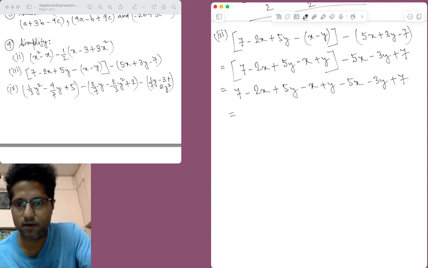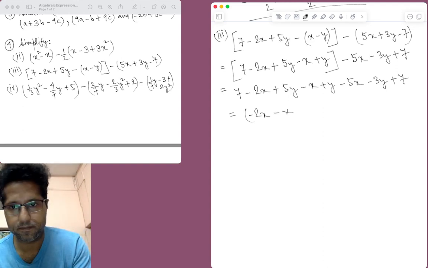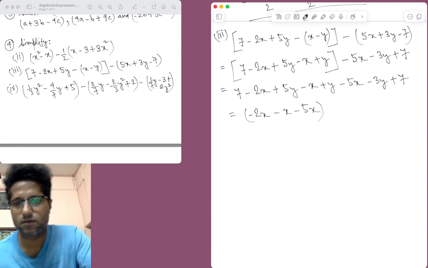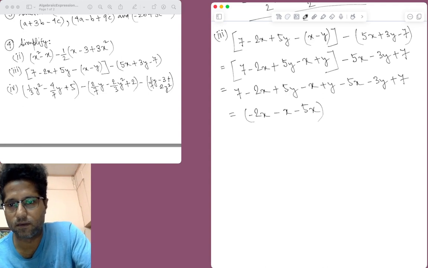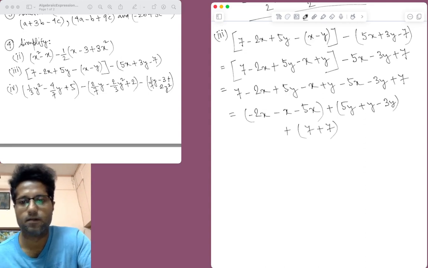So let's collect the like terms with the literal coefficient x, and we get minus 2x minus x minus 5x. Now let's collect the like terms with the literal coefficient y. So we have 5y plus y minus 3y. Now we can collect all the constant terms, that is 7 plus 7.